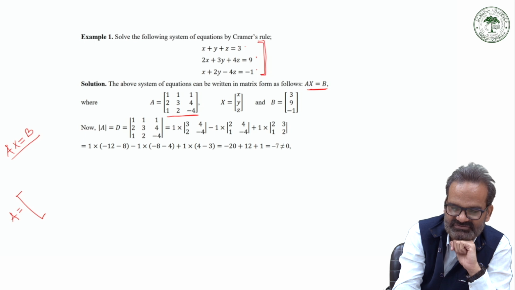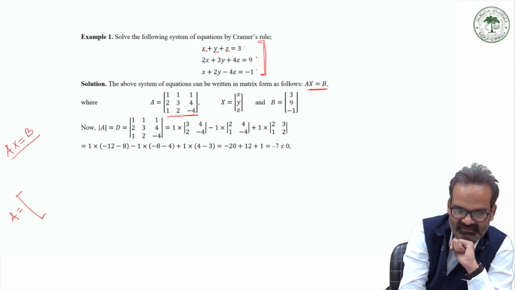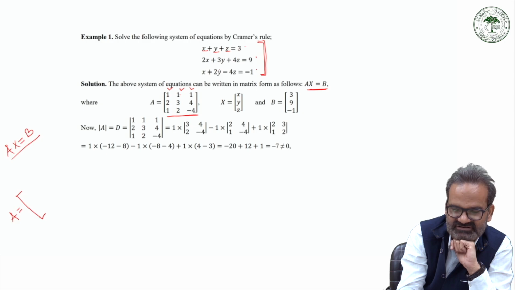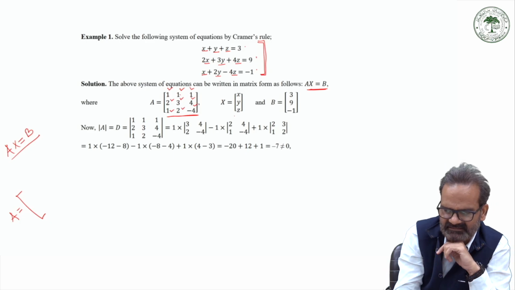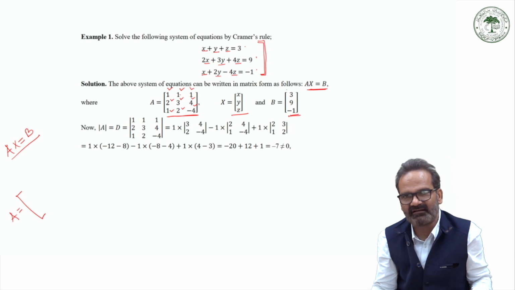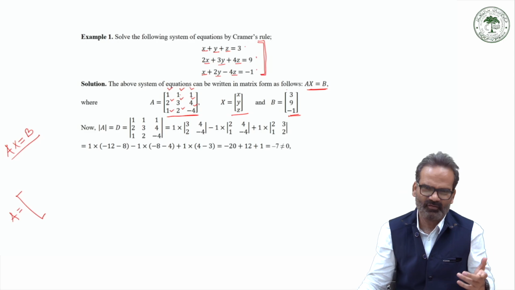See the first equation. The coefficient of x here is 1, the coefficient of y is 1, the coefficient of z is 1. So we get 1, 1, 1. Now take equation 2. The coefficient of x is 2, of y is 3, of z is 4. So 2, 3, 4. Third equation: the coefficient of x is 1, of y is 2, of z is minus 4. So 1, 2, minus 4. X is as usual the three variables x, y, z. B is as usual the terms on the right hand side. Clear?